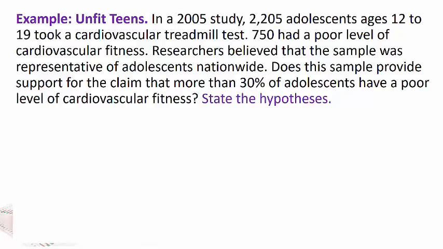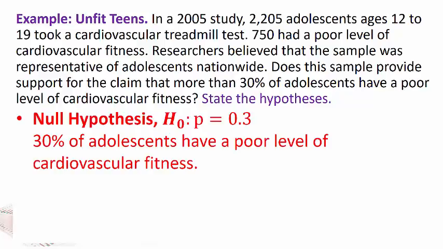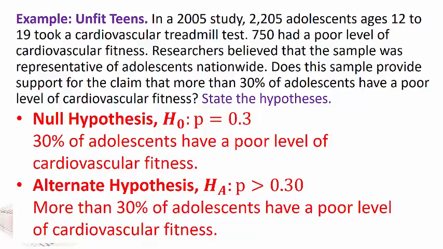So the null hypothesis is it's the same as the 30% we were assuming. So 30% have a poor level of cardiovascular fitness. They're trying to propose as an alternative that the percentage is actually higher. So our alternative hypothesis is Hₐ: p > 0.30, or more than 30% of adolescents have a poor level of cardiovascular fitness.